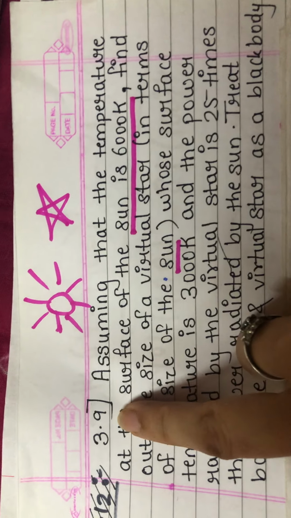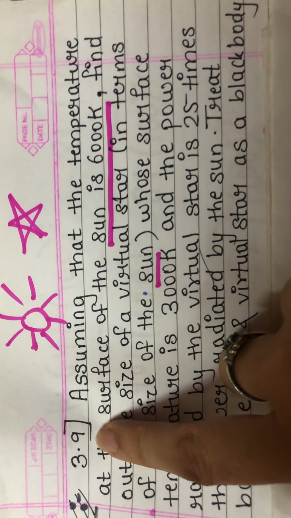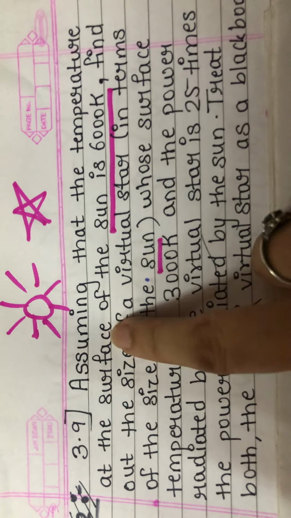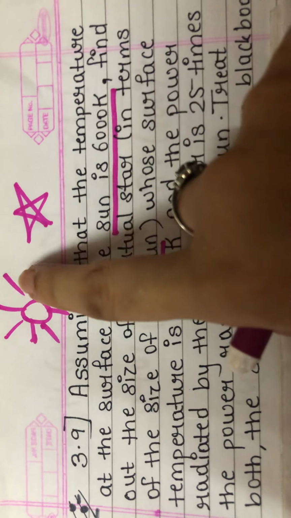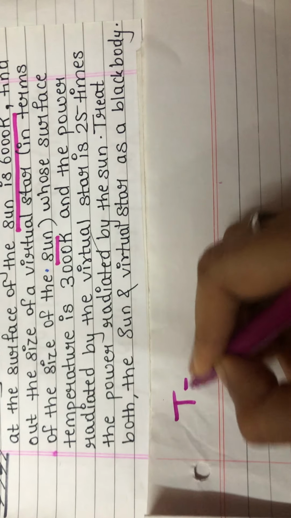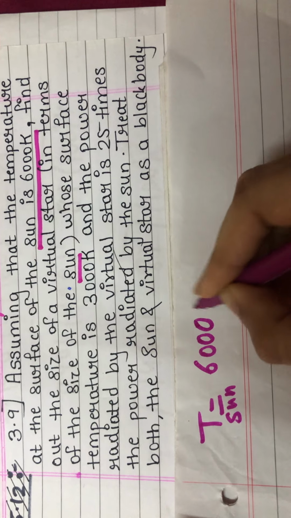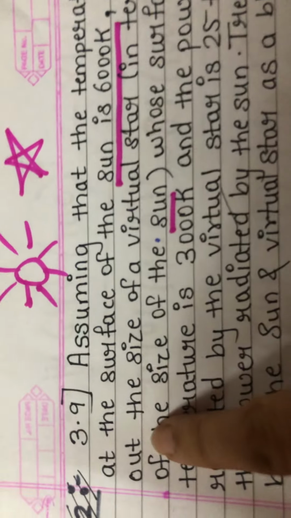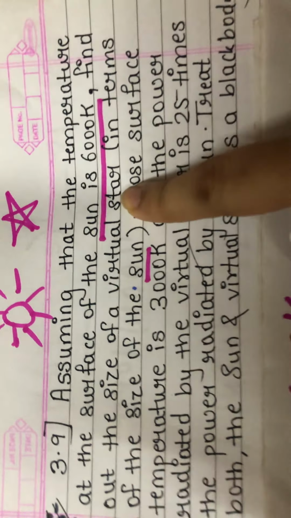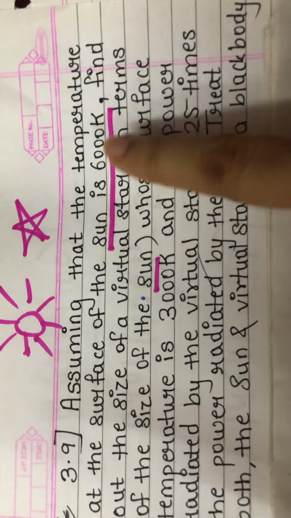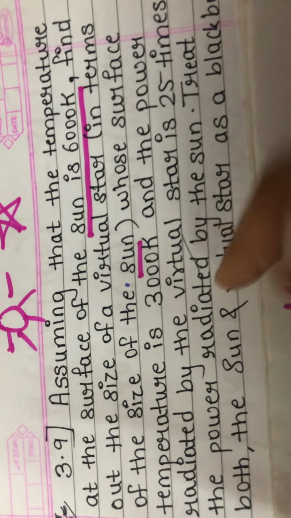Okay, let's begin with example number 3.9. Solve example of your textbook. Assuming that the temperature at the surface of the sun is 6000 Kelvin. For sun, the temperature mentioned is, let's write sun, is 6000 Kelvin. Find out the size of the virtual star in terms of the size of the sun.